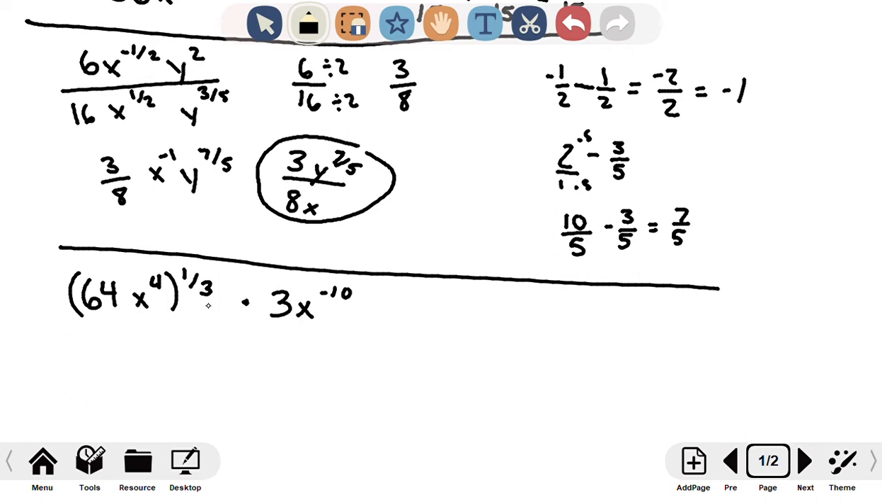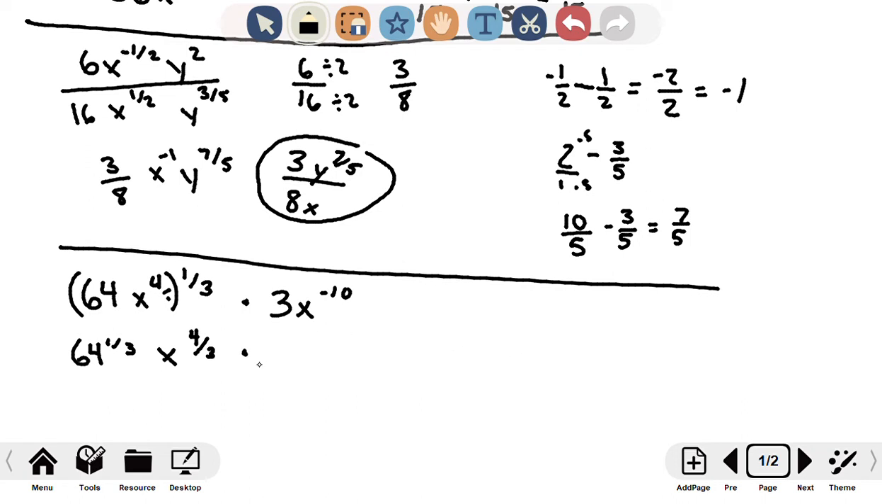So the first thing that I notice is this 1/3 power is on this whole set of parentheses. Make sure that you remember that that 1/3 power affects both the 64 and the x to the fourth. So we're going to have 64 to the 1/3 power, and then x is going to have the 4 multiplied by the 1/3. Remember, a power to a power, you multiply those exponents. So 4 can go over 1, and then we just go straight across. 4 times 1 is 4. 1 times 3 is 3. When you multiply exponents, you just go straight across. You don't have to worry about a common denominator or anything there.